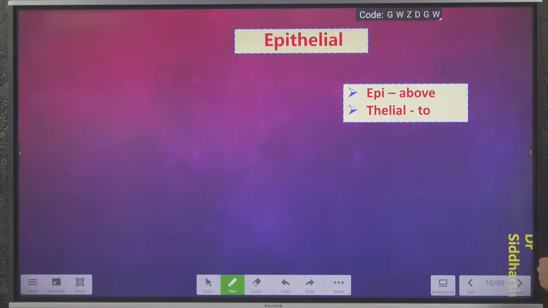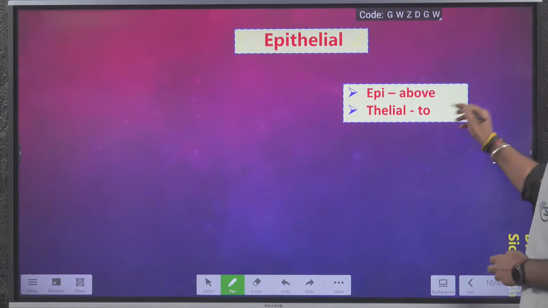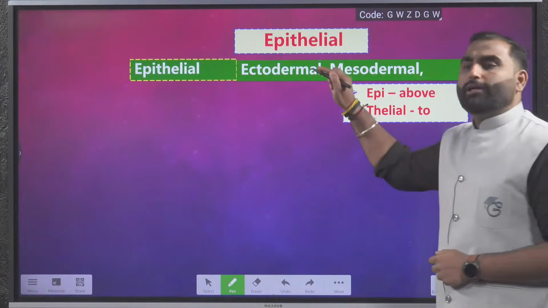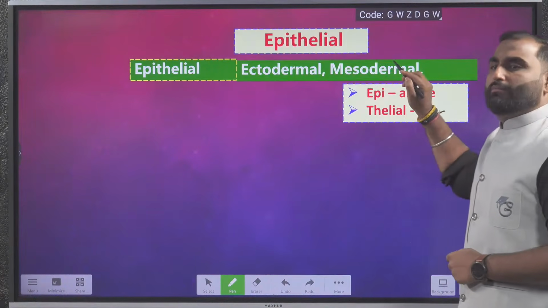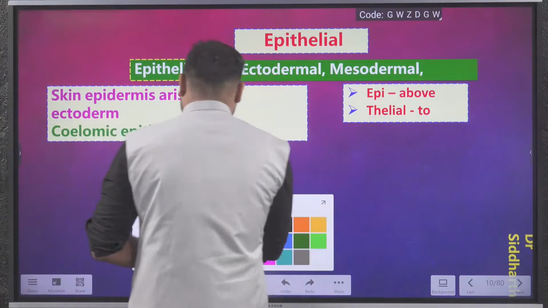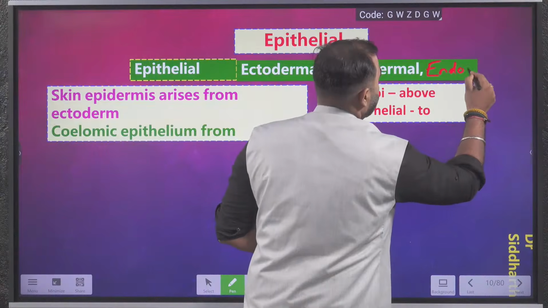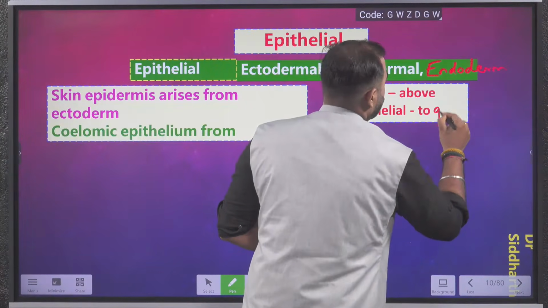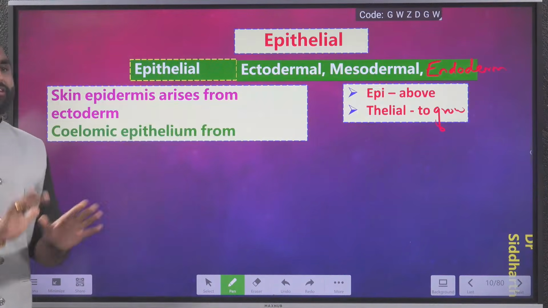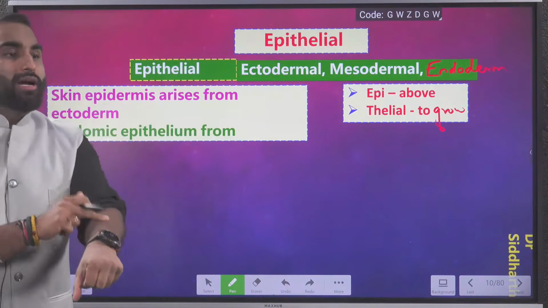So we are talking about epithelial tissue. As I told you, epi means above, and thelial means to grow. Epithelial tissue, as I told you, is derived from ectoderm, endoderm, mesoderm, all three germ layers. Like your skin epidermis. I have given certain examples. Skin epidermis, the upper layer of the skin.